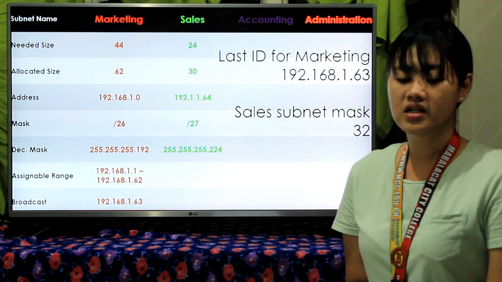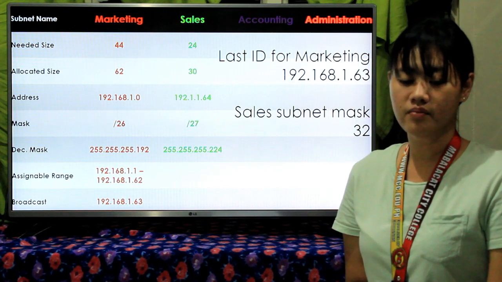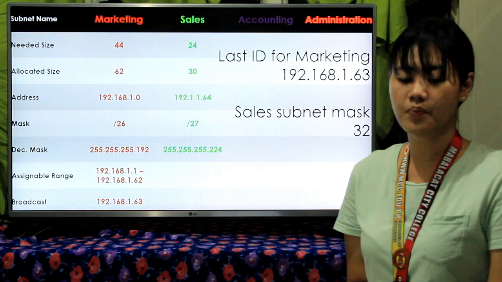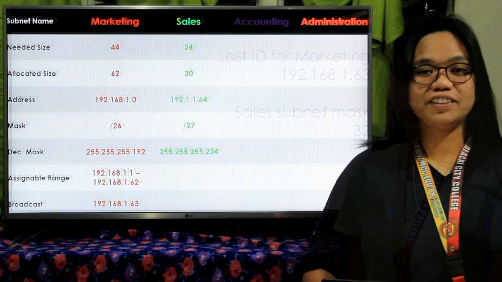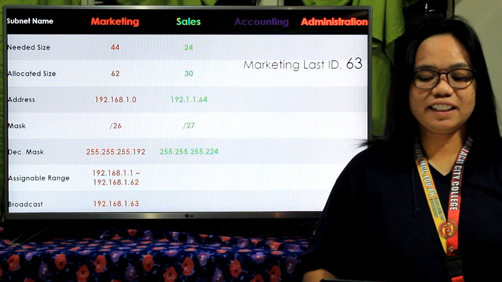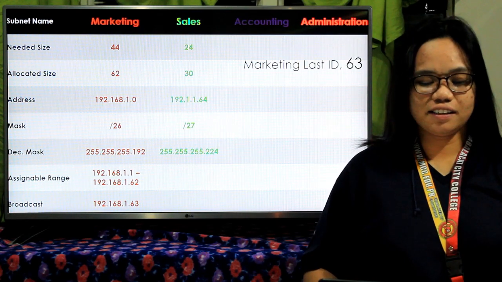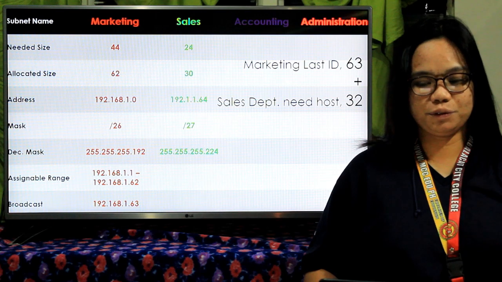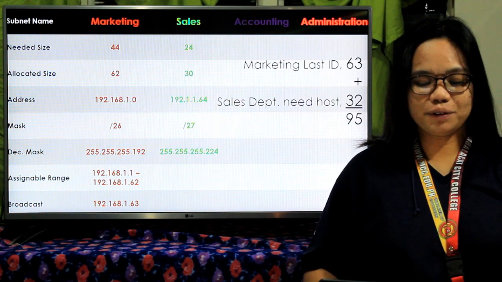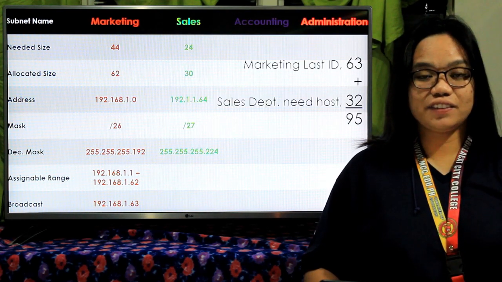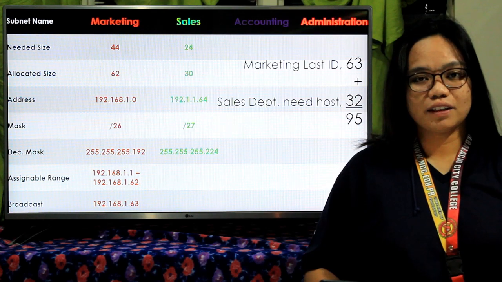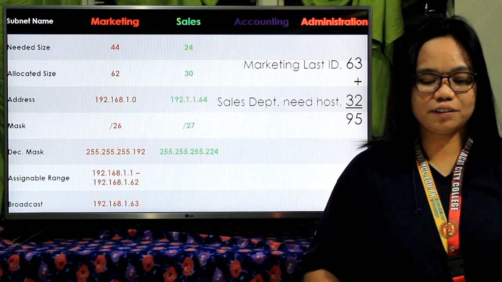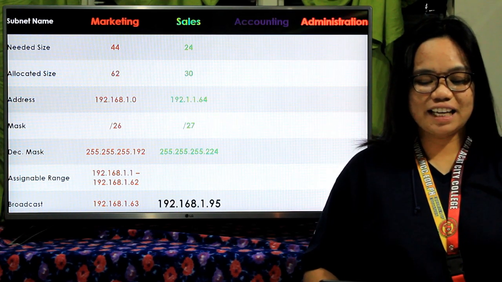To get the assignable range, let's take a look first at the last ID of the marketing department, which is 192.168.1.63. And the needed subnet mask from the subnetting table for the sales department is 32. Here's the calculation. Marketing's last ID is 63 plus the sales department's needed number of hosts, 32, equals 95, the total number of hosts that the sales department must have.